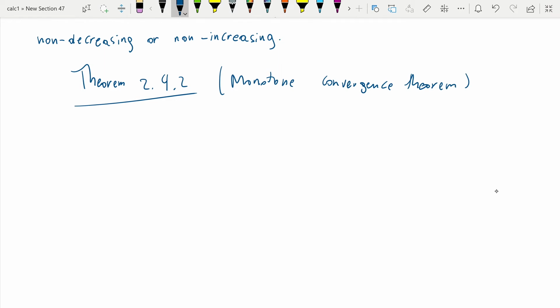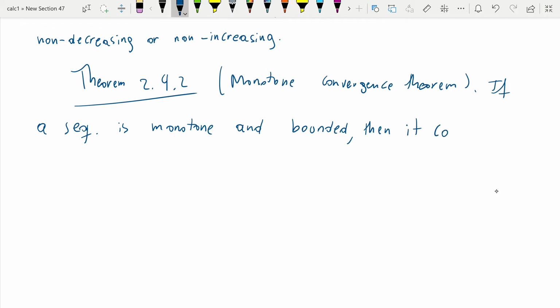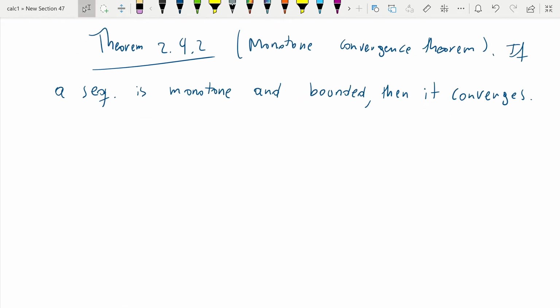So if a sequence is monotone and bounded, then it converges. Okay, so this is a simple looking statement.